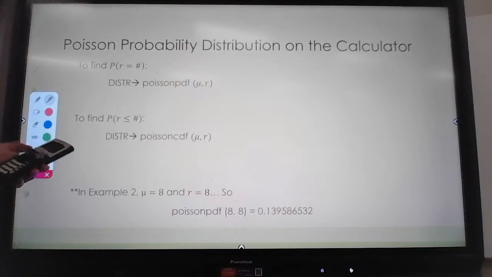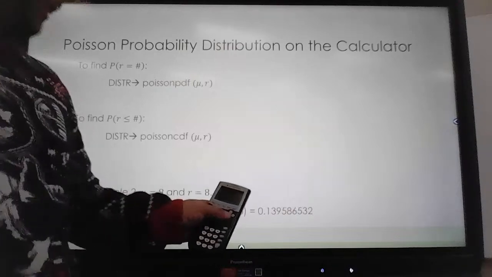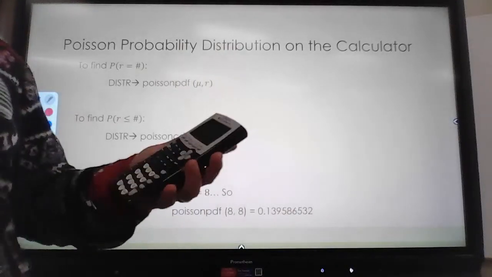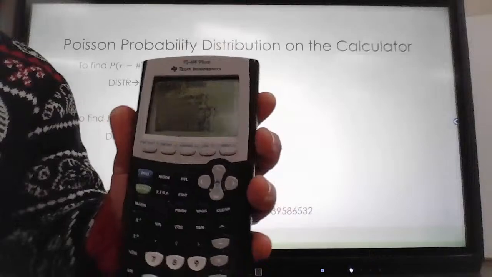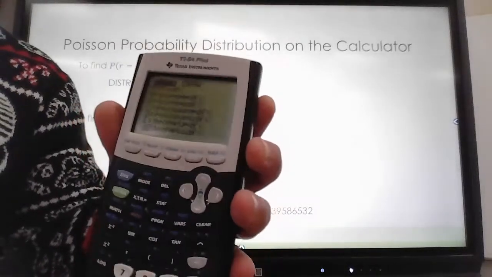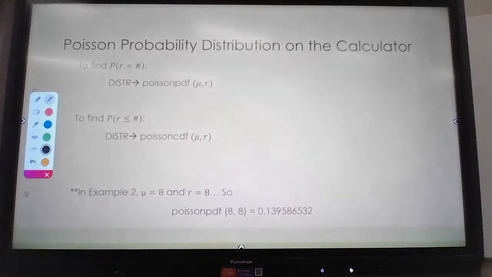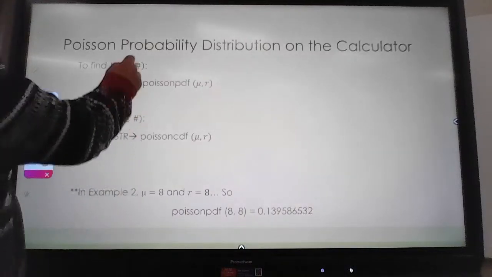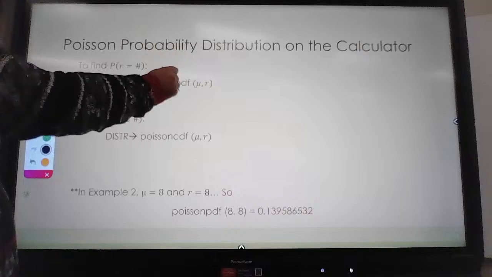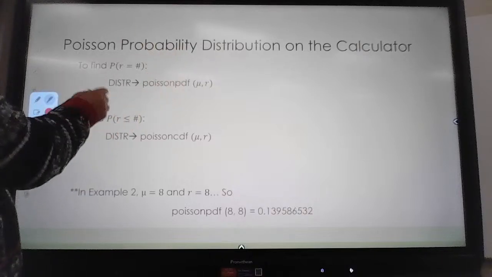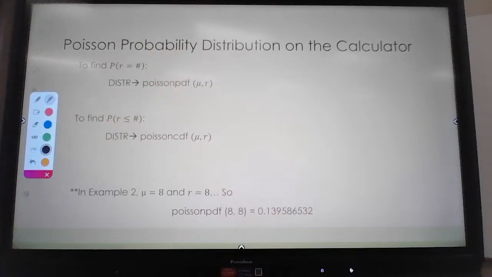So if you go to your second variables, on your distribution menu, right in between your binomial and your geometPDF and CDFs, you have PoissonPDF and PoissonCDF. And again, it's the same values as before. The probability that r is exactly that number, that's your PDF calculation. The probability that r is less than or equal to a specific number, that is your CDF calculation.